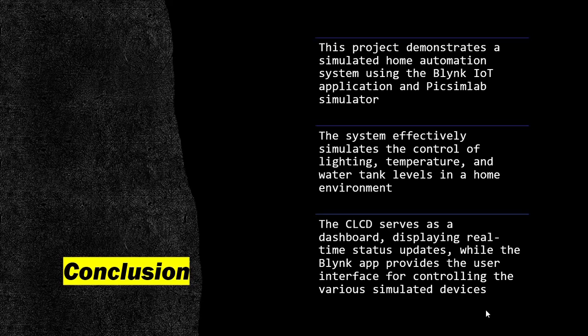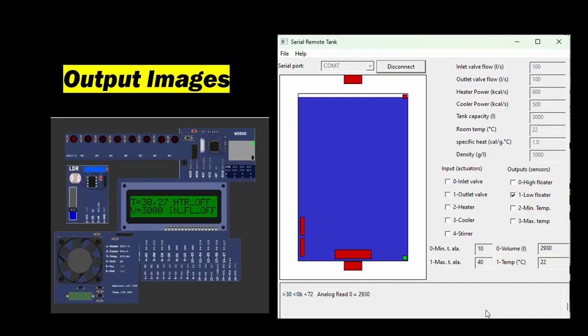The LCD serves as a dashboard displaying the real-time status updates for temperature and volume, and also the status of heater, cooler, and inlet and outlet valve. We'll be seeing the demo of it now. These are the output images of what all you are printing. On the left side you can see the PICSimLab screenshot, and on the right side you can see the serial remote tank. We'll be seeing how the inlet valve will switch on, how the outlet valve will switch off. Everything we will be seeing here.